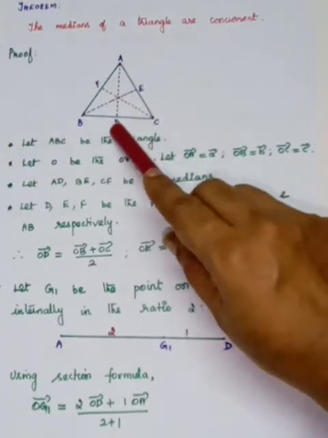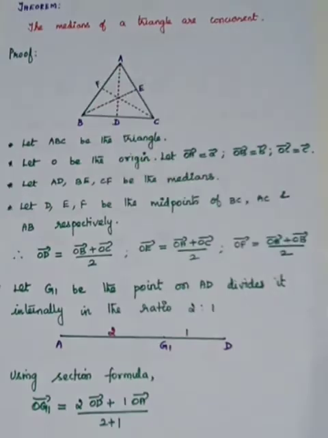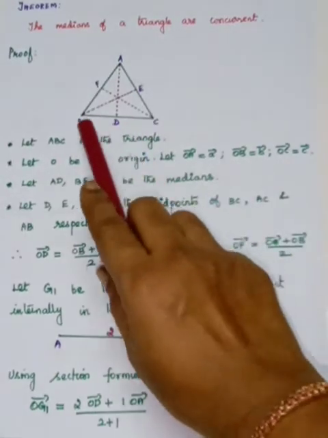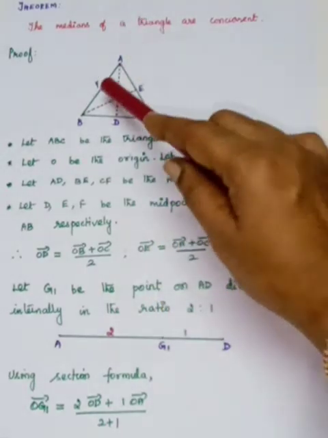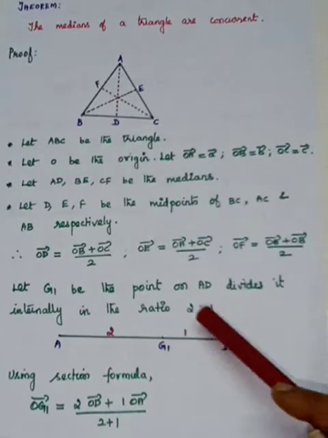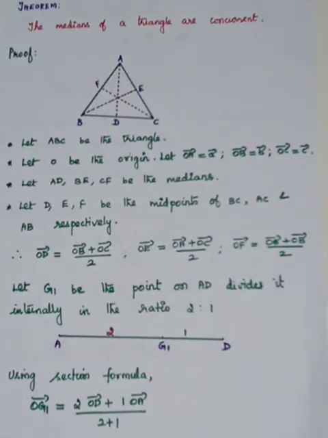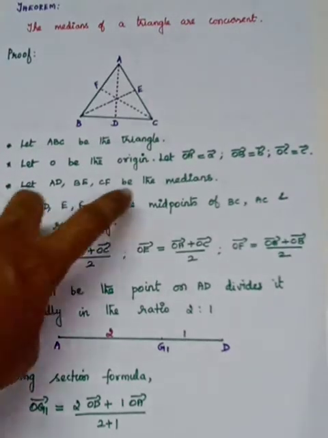Then D, E, F are the midpoints. D is the midpoint of BC, E is the midpoint of AC and F is the midpoint of AB. Now we are going to find the midpoints. So you see that using the section formula, D is the midpoint of which one?